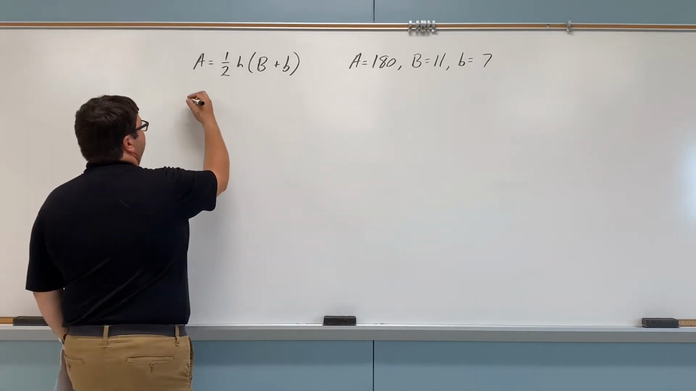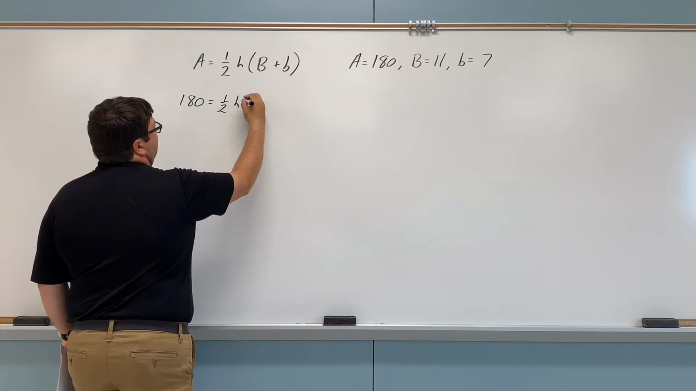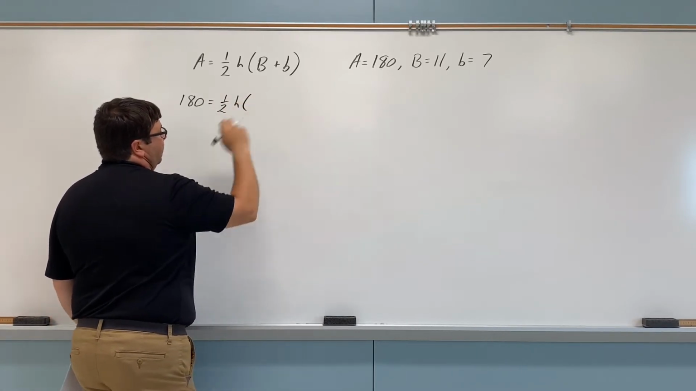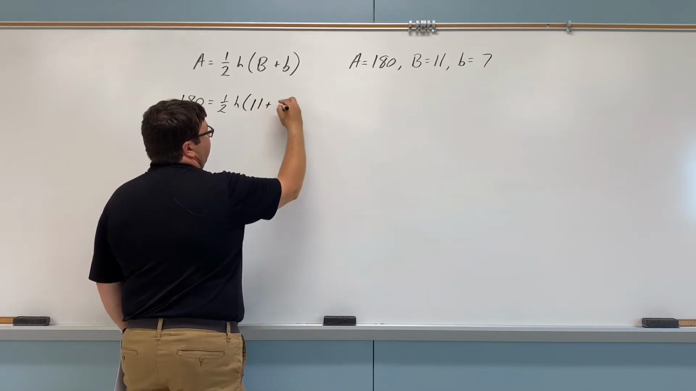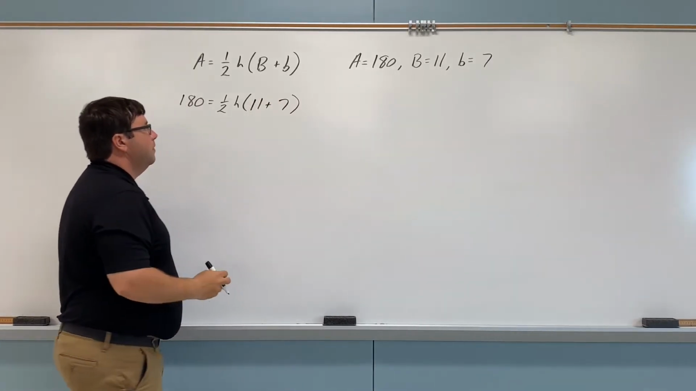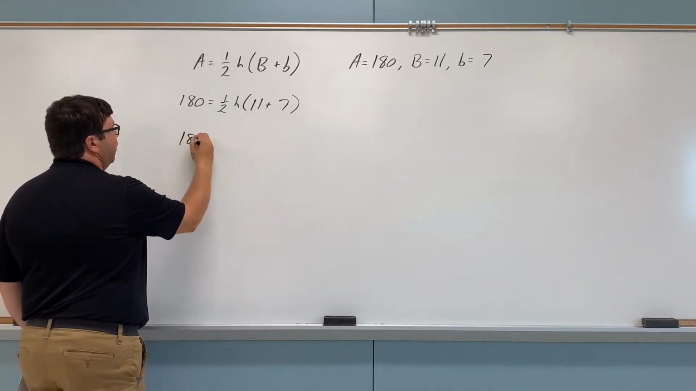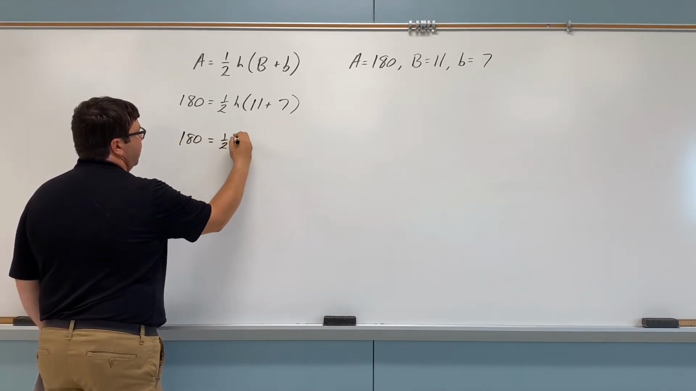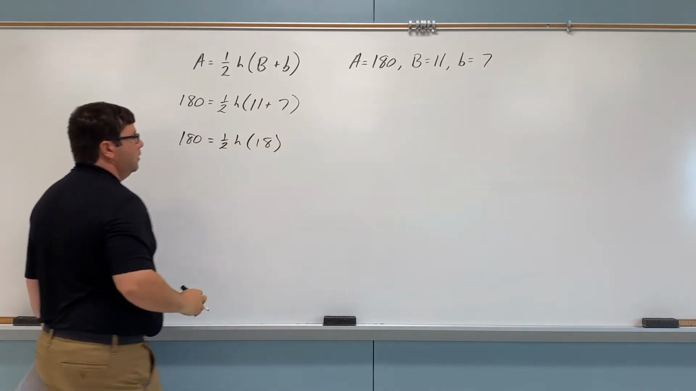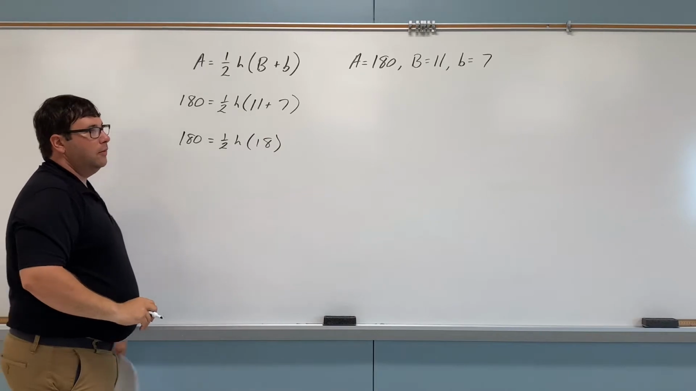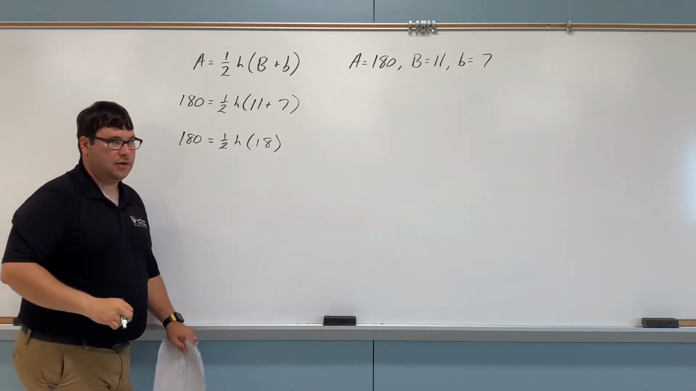So I have A is equal to 180. I don't know h because it wasn't given to me. Capital B is 11. Lowercase b is 7. All right, let's combine some like terms here. So I have 180 is equal to 1/2 h times 18. Now, at this stage, I would actually take 1/2 of 18.